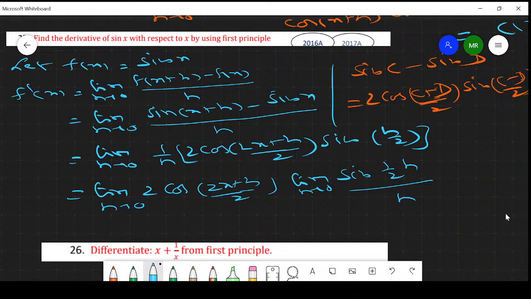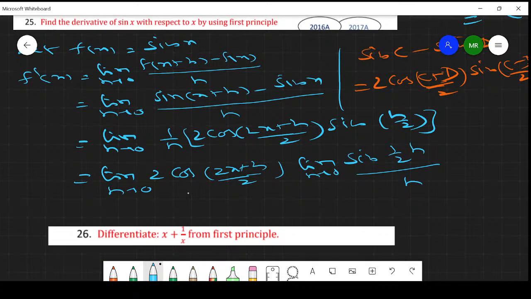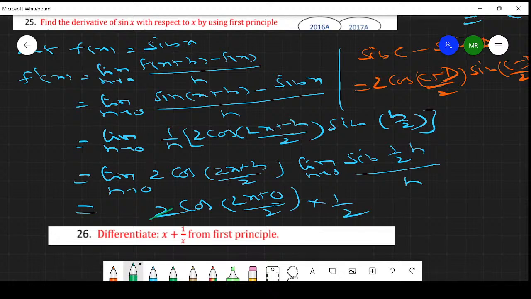Now applying the limit, if I substitute the limit, this will become 2 into cos of (2x plus 0) by 2. You know this limit: as theta tends to 0, sin n theta by theta is n. So this will be 1 by 2. Now I can eliminate this 2 and this 2, and then you will get cos 2x by 2, which is cos x. Correct, cos x. That is your answer, right?